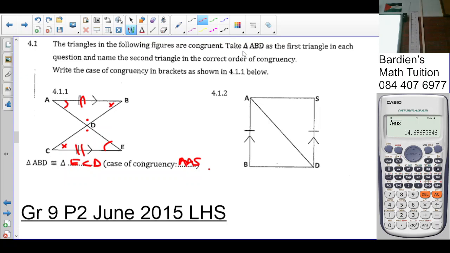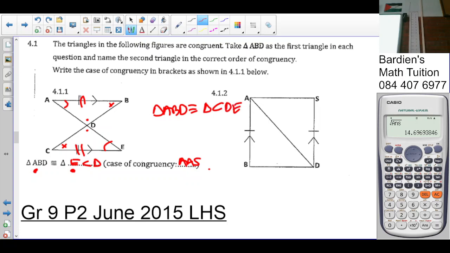Yes? So if I say it's equal to triangle CDE, then you will lose them all, because your order is not right. You see, when you look at angle A, angle A must correspond with that angle here. So you see that triangle ABD is congruent to triangle CED. CDE.